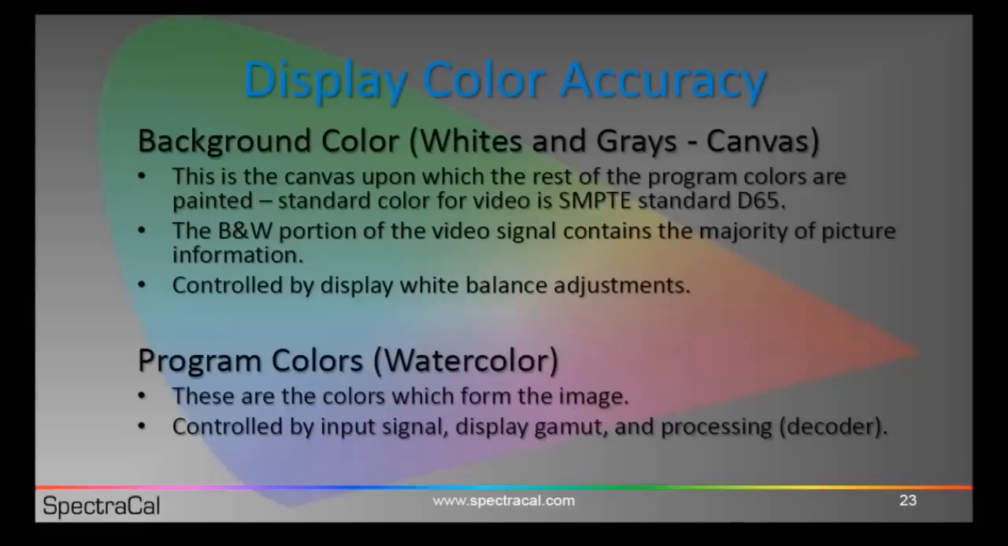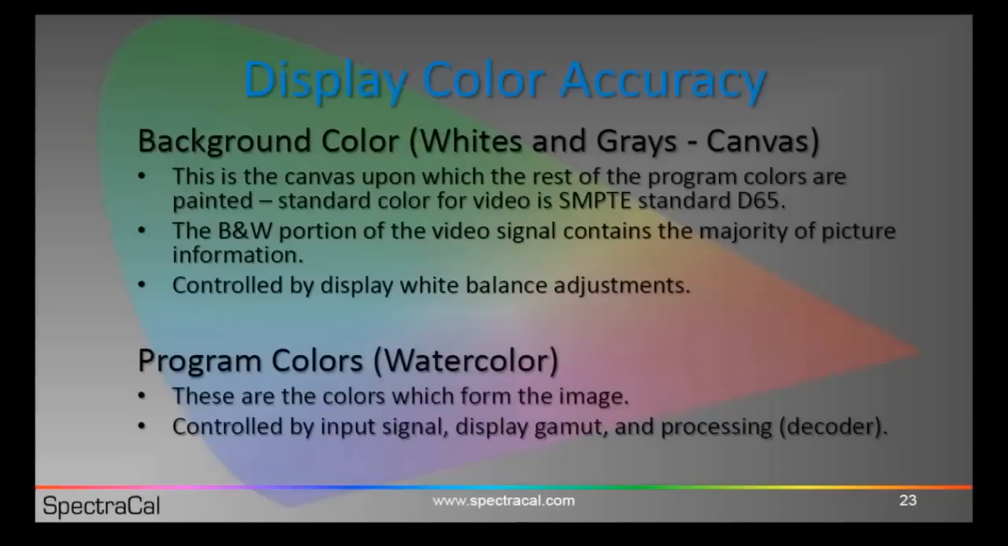The standard color for that color of white is something that we call D65, SMPTE standard D65. The black and white portion of the video signal actually contains the majority of picture information, and also it forms the basis upon which the program colors will be displayed. And so that background color is quite important. That background color is controlled entirely by the adjustments within the display itself, and that's what we'll be adjusting for white balance adjustments. Once that background color is proper, then the program colors, which are controlled by the input video signal, are displayed on top of the background color.